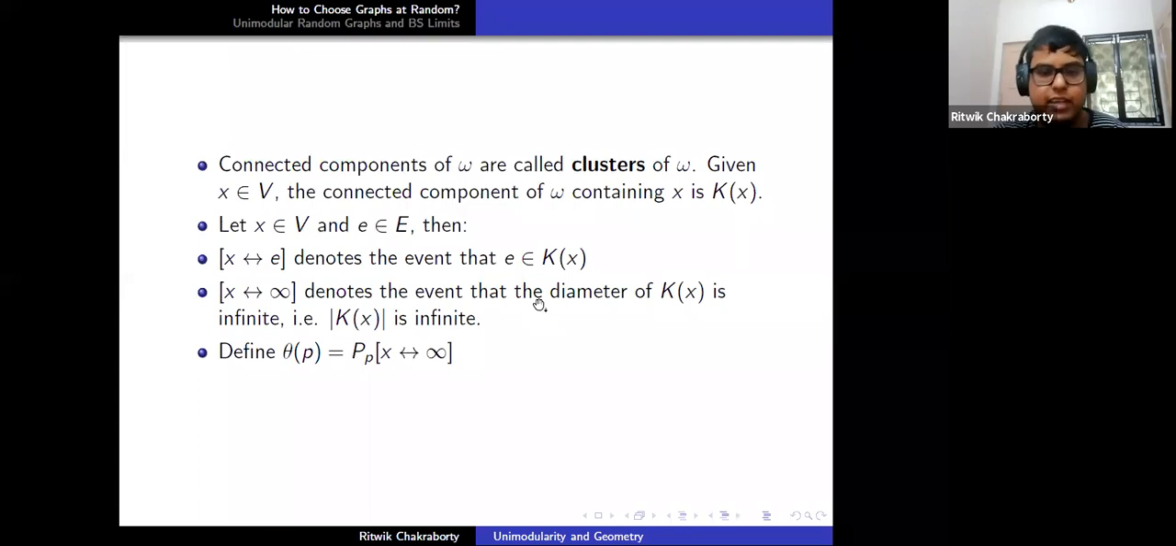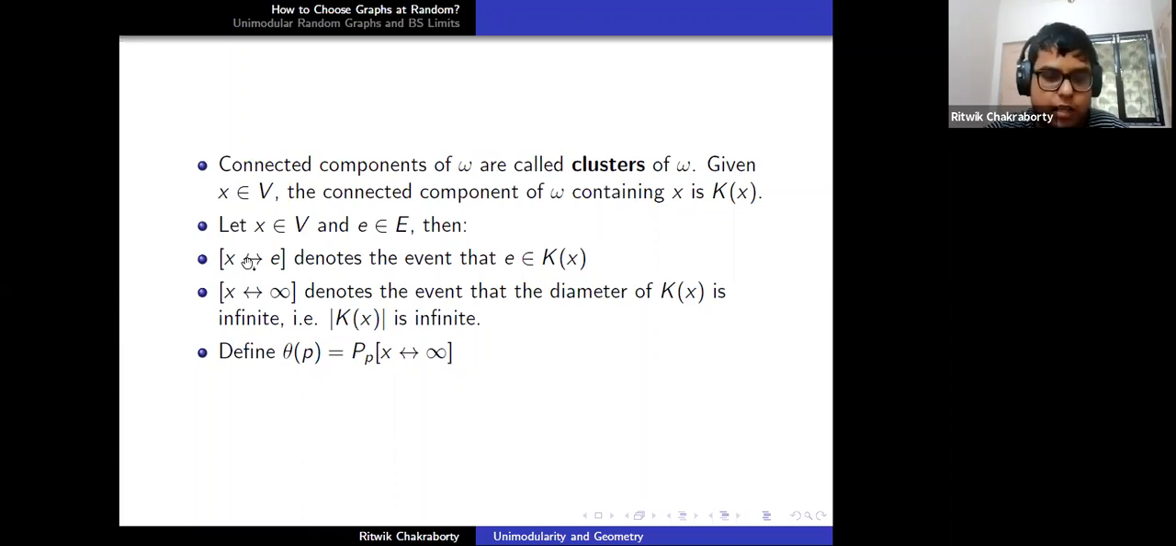Okay, so having done that, now some notation essentially. Once you have taken some percolation configuration, you're going to have connected components, right? You call these connected components clusters, and given any vertex x, the connected component that it belongs to is called the cluster of x, which is denoted by K(x).